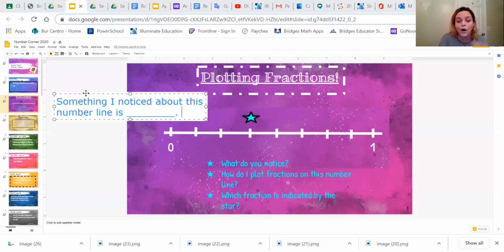That's number one. You also might have maybe counted the number of jumps between tick marks. So like you might have said, this is 1 jump, 2 jumps, 3 jumps, 4 jumps, 5 jumps, 6 jumps, 7 jumps, 8 jumps. You might have noticed for the most part that in between the tick marks, it looks like equal parts, right? Like it's partitioned equally. Now, my second question is, how do I plot fractions on this number line?